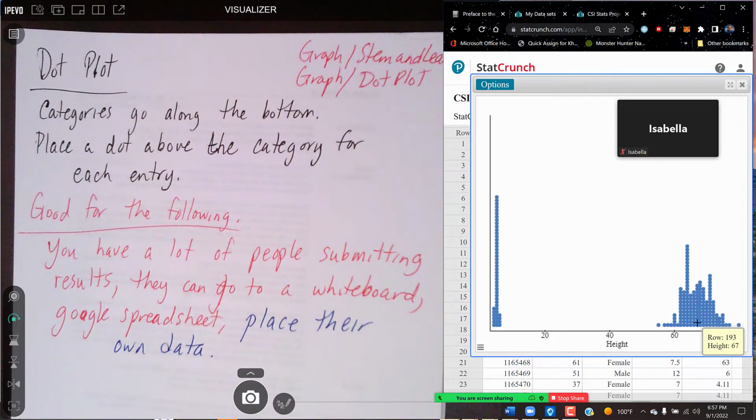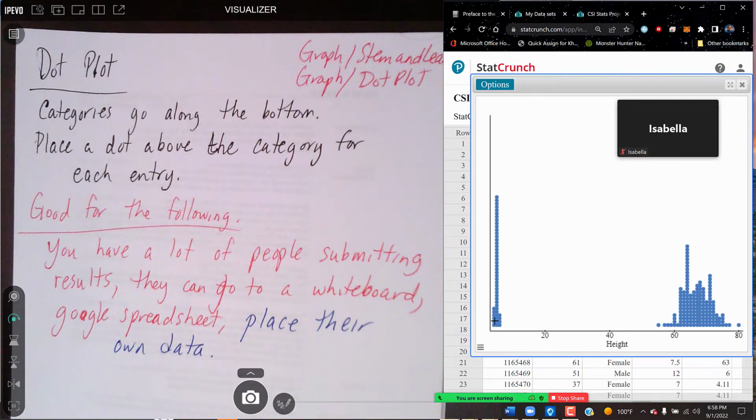Now, if you needed to publish stuff like that, this wouldn't work at all. Dot plot is not helpful for a publication or something like that. But it is really handy for getting an idea of responses from people, and everybody's going up and doing them all at once.